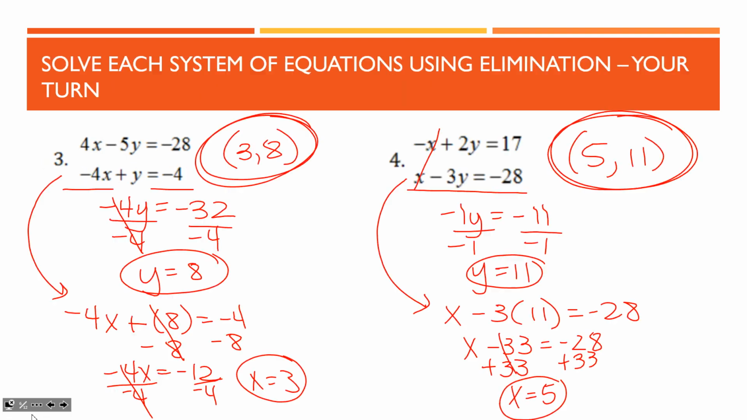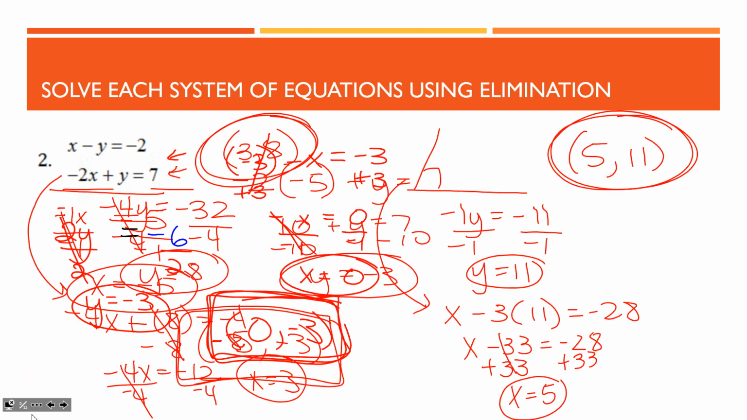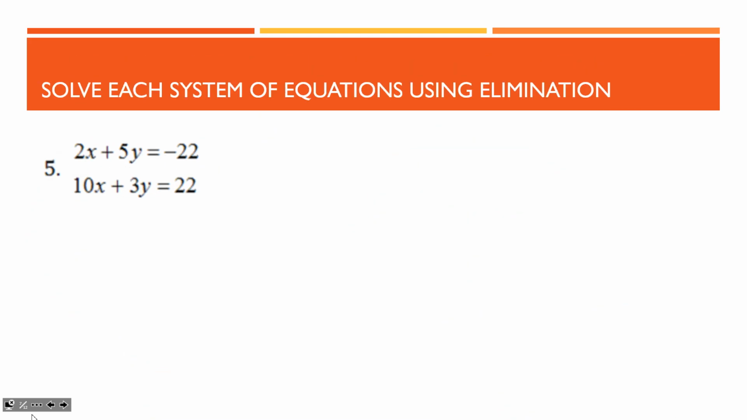And if I go back a couple slides to my steps, remember I told you we're going to come back to this note here in step 1. So this is what we're going to do here. You may have to multiply each equation to get the variable terms to cancel. I'll show you what I mean by that. Ready? Let's go back to number 5.